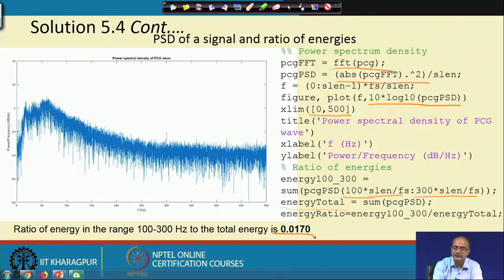The ratio is given as 0.017. It is a very small number, or we can say only 1.7% energy is there, okay, within this range. The range is 100 to 300. Actually, most of the energy, if we look at, is concentrated in this part, less than 100 hertz in this signal. Okay. And this is the signal PCG 1 we are talking about here.